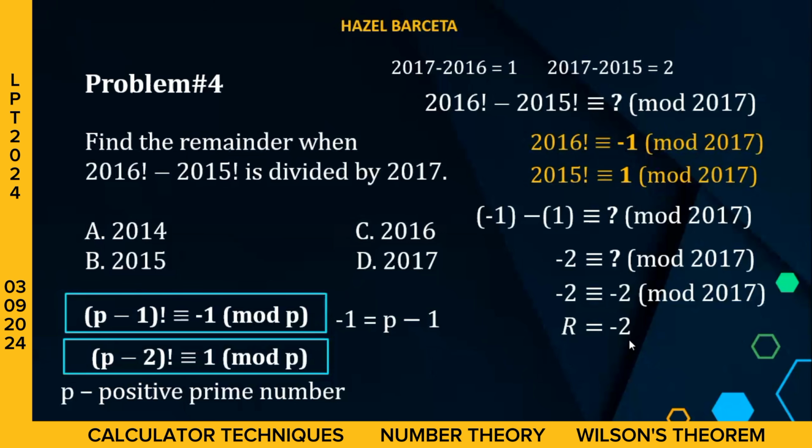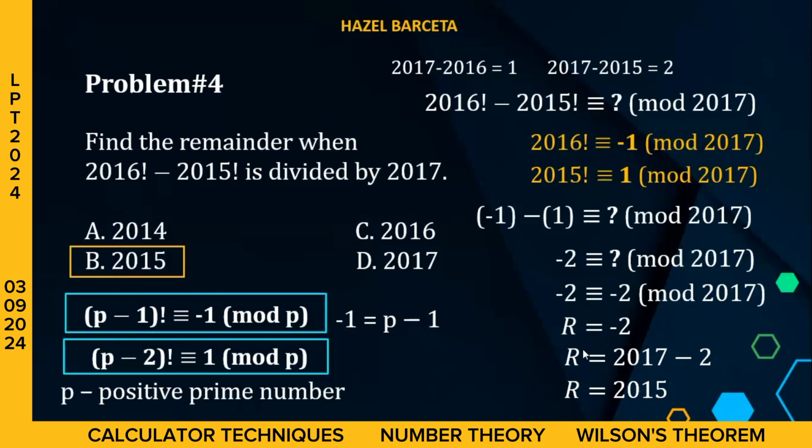Dito, pwede naman po nating kunin yung positive equivalent nito. Paano po? Ipa-plus lang po natin ang ating modulo. So, this will be negative 2 plus 2017 or pareho lang din naman po nito which is P minus 2. 2017 minus 2 is also equal to 2015, which is letter B.